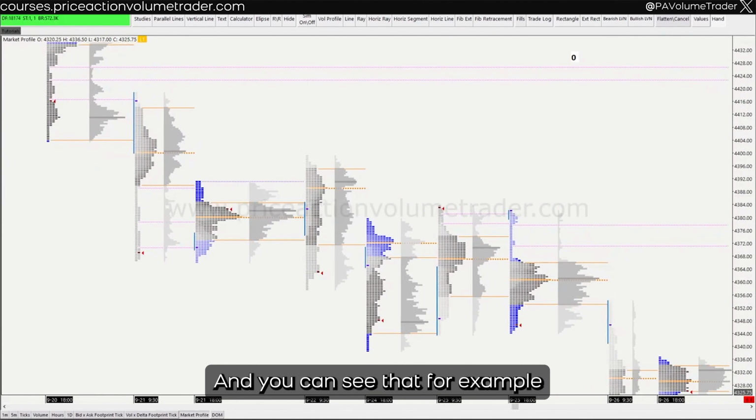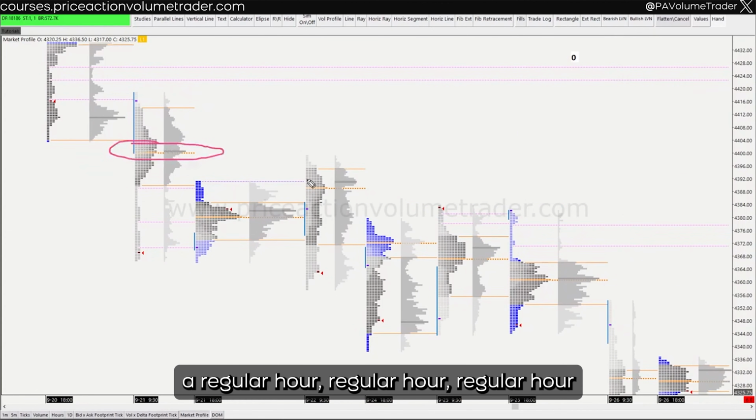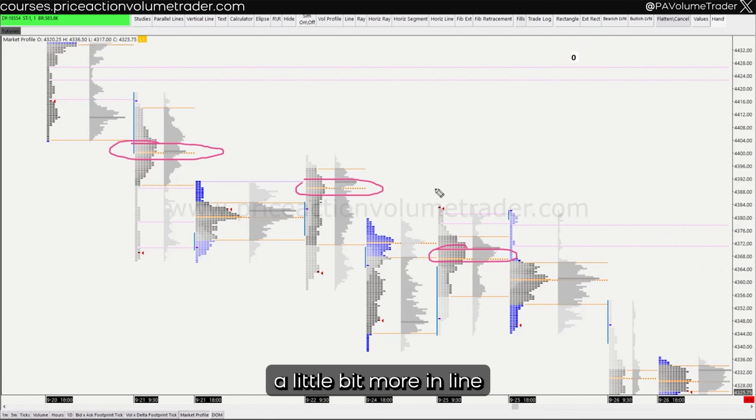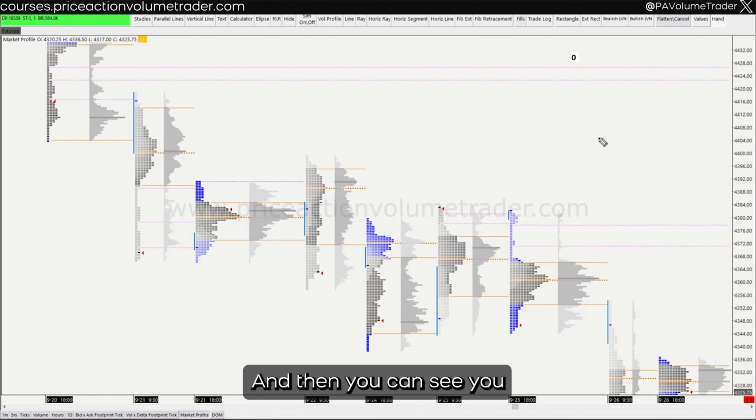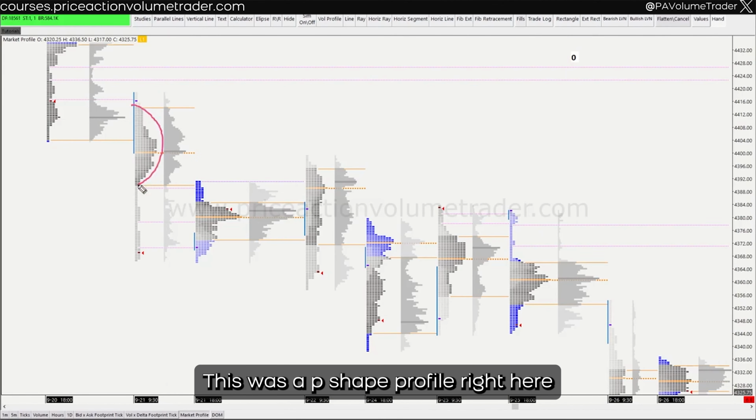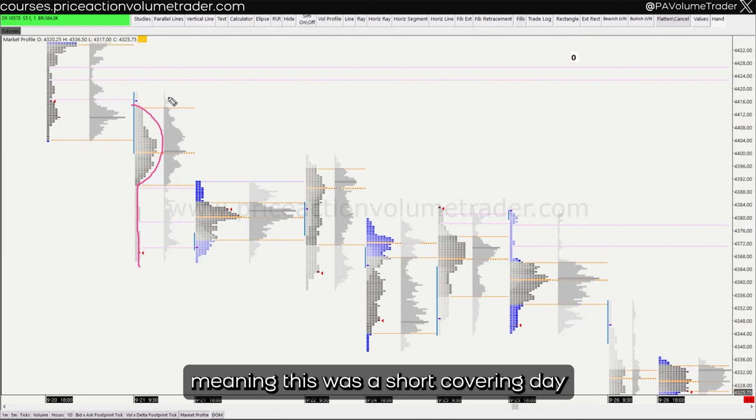And you can see that, for example, right here, this is a regular hour, regular hour, regular hour. The points of control are a little bit more in line. And then you can see, you know, the different shapes. This was a P-shape profile right here, meaning this was a short covering day.